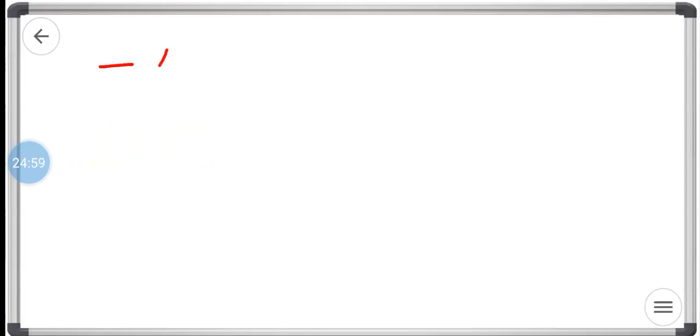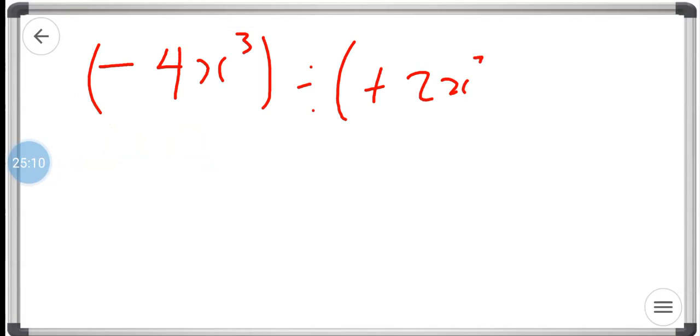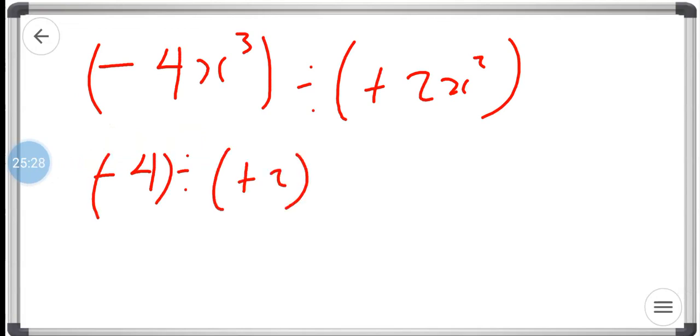Minus 4x raised to power 3 divided by plus 2x raised to the power 2. Now you can see that in this question, they are unlike, which means our final result must be negative. So from here, let's take this out. Minus 4 divided by plus 2, and also x now. So multiplied by x raised to 3, and we said division will change to subtraction when we use the power. So that will be minus.